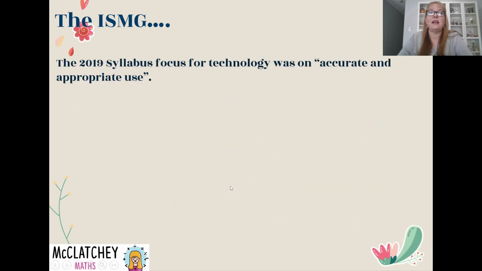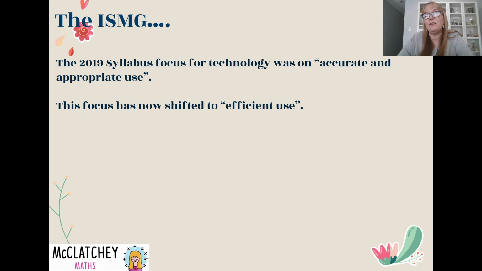Okay, let's get straight in to talking about the differences between the 2019 focus as well as the 2025 focus. So with our focus now, it's no longer on accurate and appropriate use, but now we've shifted that use to efficient use. And remember, one of the big reasons for the change that the QCAA made was to enable the ISMG to be more student-friendly language. So rather than accurate and appropriate now, we're focusing on efficient.